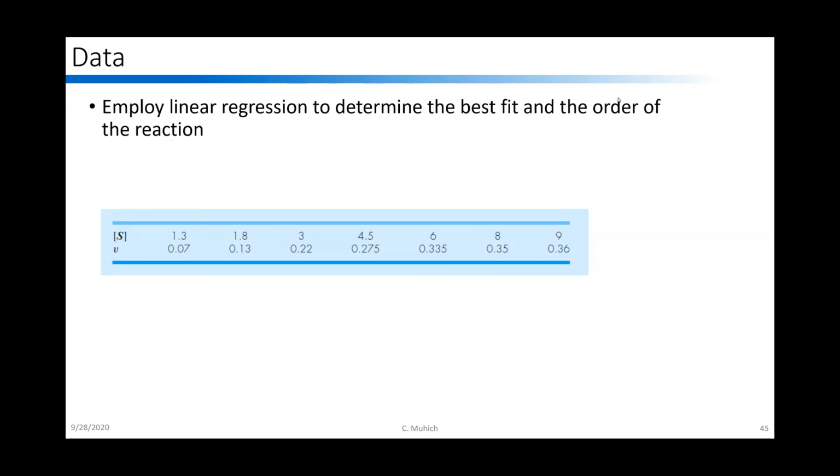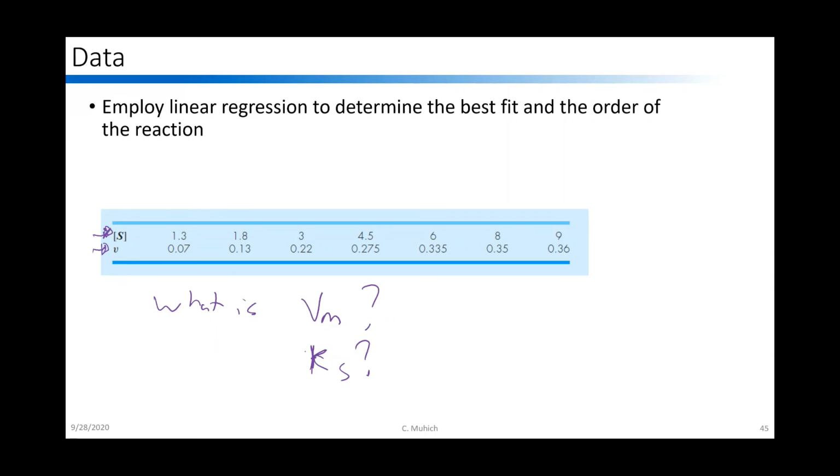First, let's look at some data. Here we've got a series of data that's been collected where we have the initial substrate concentration and the initial reaction rate. What we want to know is what is the maximum rate, Vm, and what is the half saturation constant, Ks. In order to do this, we're going to use linear regression.